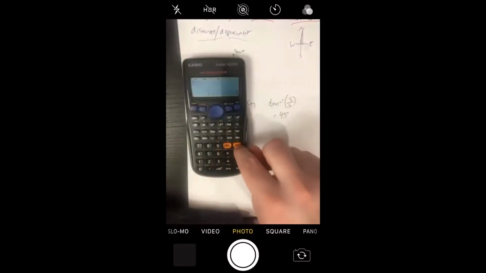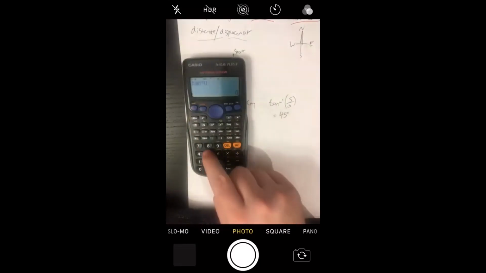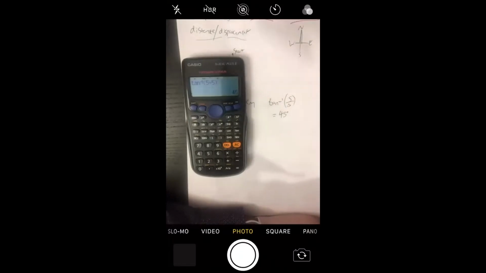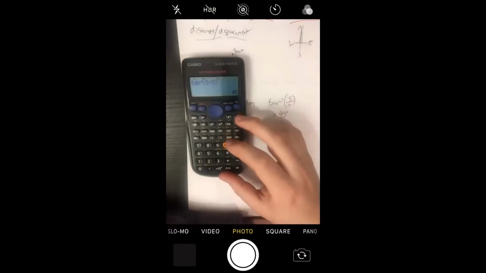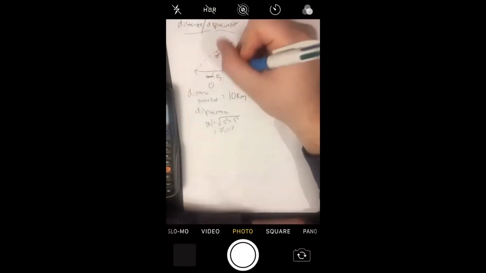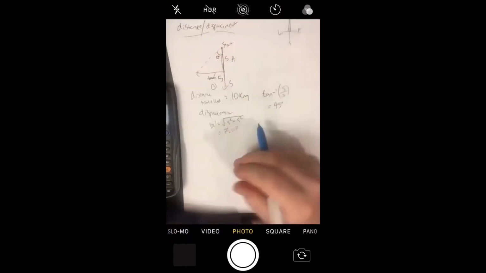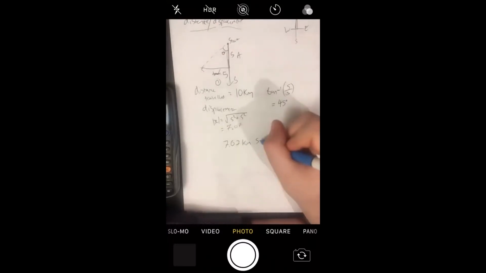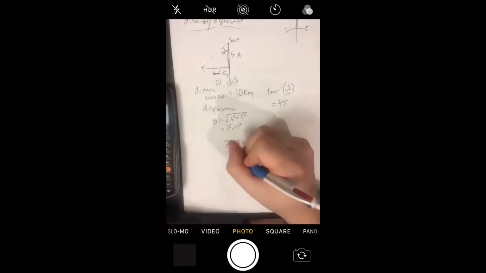Now here's the real question. How do you describe this angle? Well, you could do it in a couple of ways. What I would do is say, this is south. So you could say 7.07 kilometers south, 45 degrees west. Or you could write 7.07 kilometers southwest. Why? Because 45 degrees is actually straight southwest.